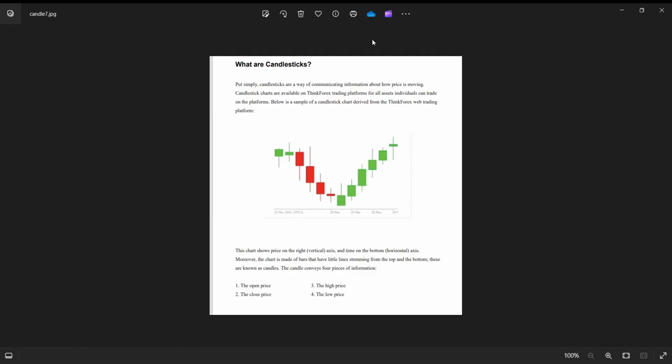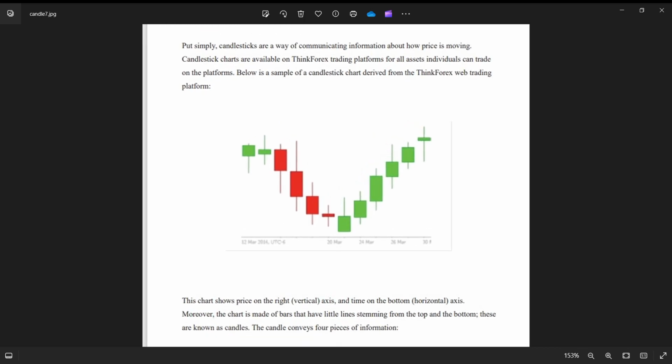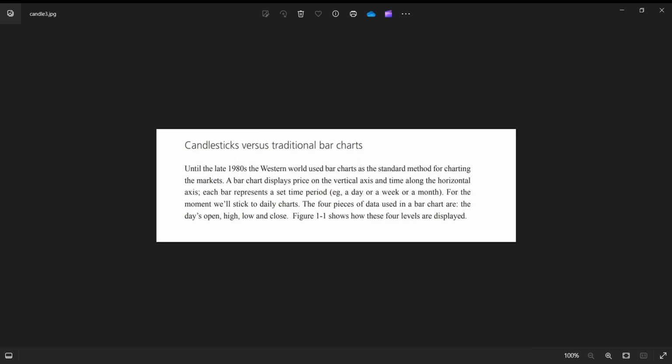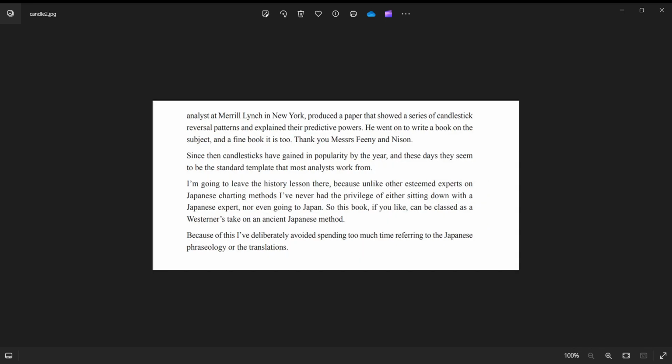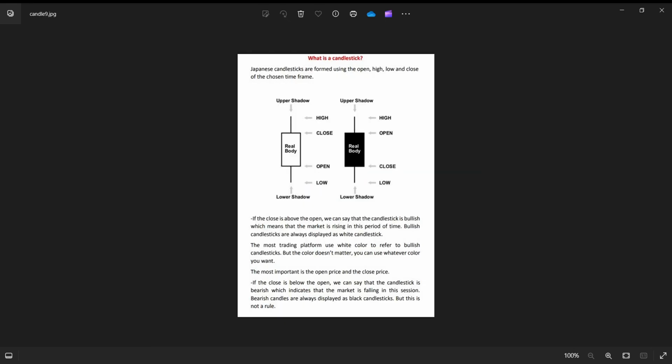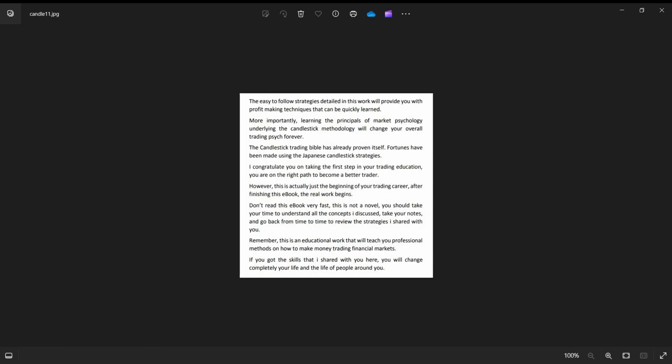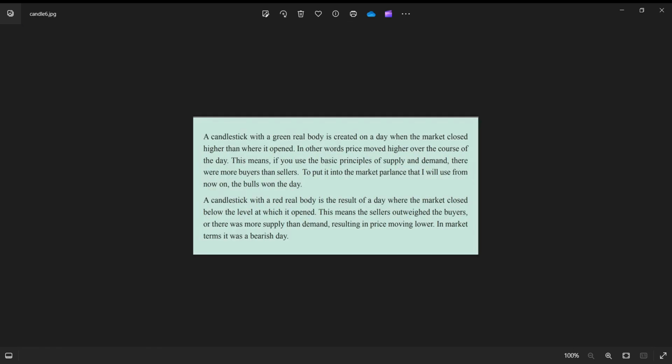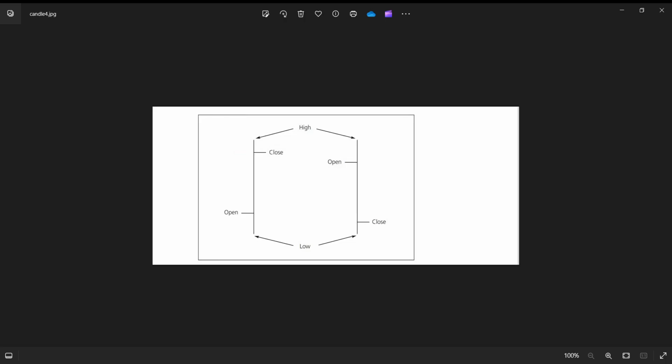Okay, this guy says that candlesticks are a way of communicating information about how price is moving, and that's absolutely correct. Now, I think I have another definition. I see another meaning to that. Maybe I didn't add this to this slide. Anyway, no problem. So now, candlesticks determine the movement of price action. You understand? Yes, they determine the movement of the price.